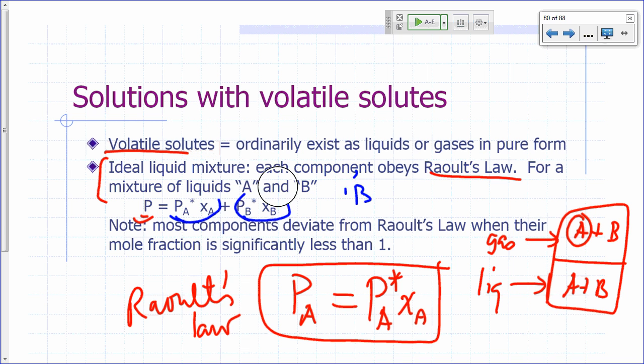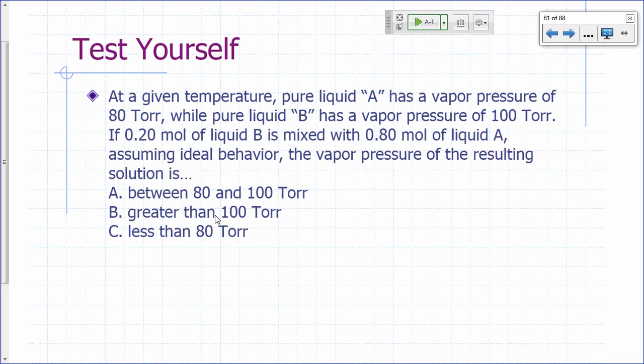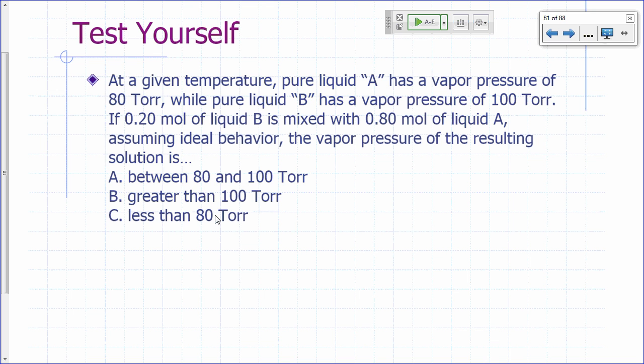Most components, in fact, do deviate from Raoult's law when their mole fraction is significantly less than 1. In those cases, we say they typically obey what's called Henry's law. But let's look at Raoult's law first, and its consequences if both components of your mixture obey it. Let's look at this question. At a given temperature, pure liquid A has a vapor pressure of 80 torr. What does that mean? That means P star A is equal to 80 torr.